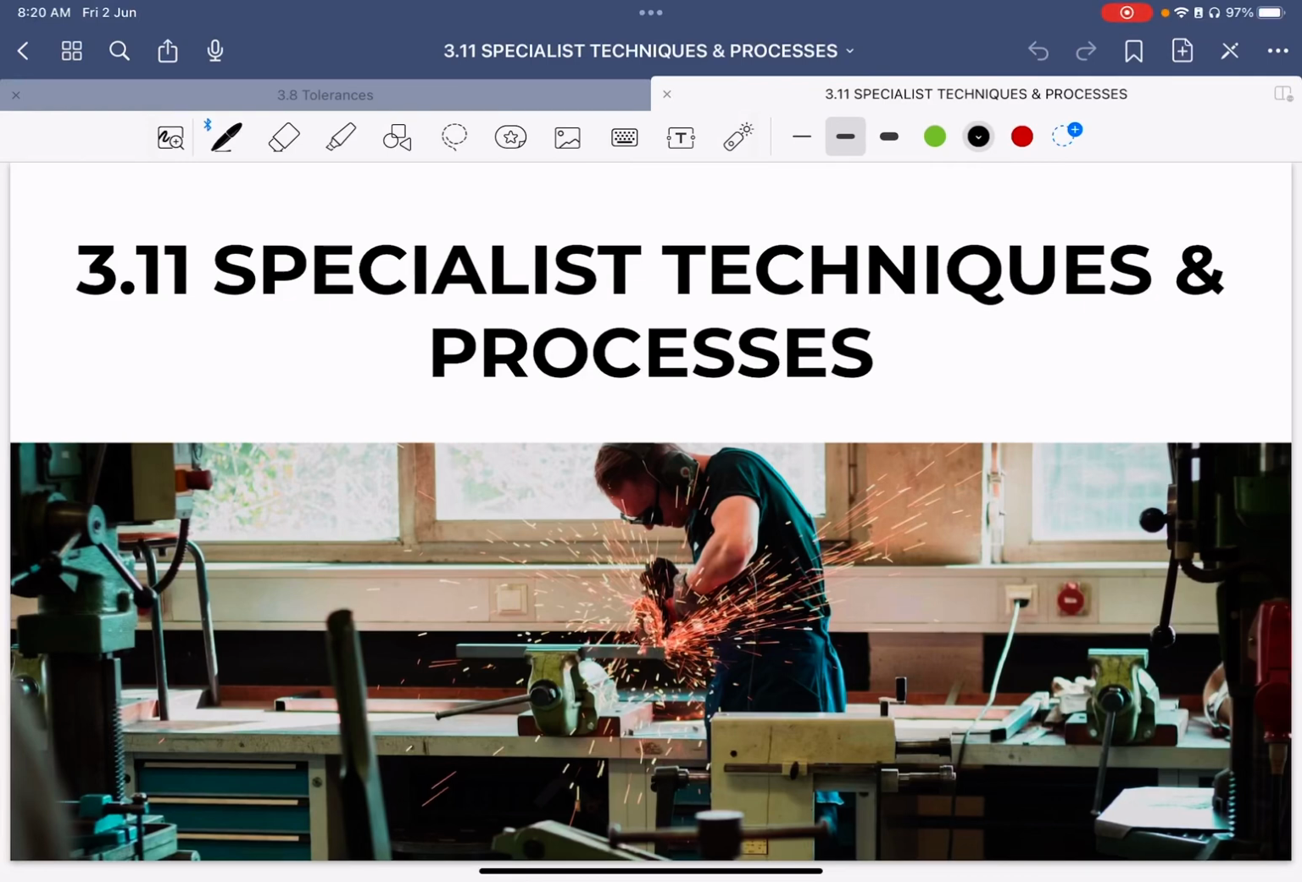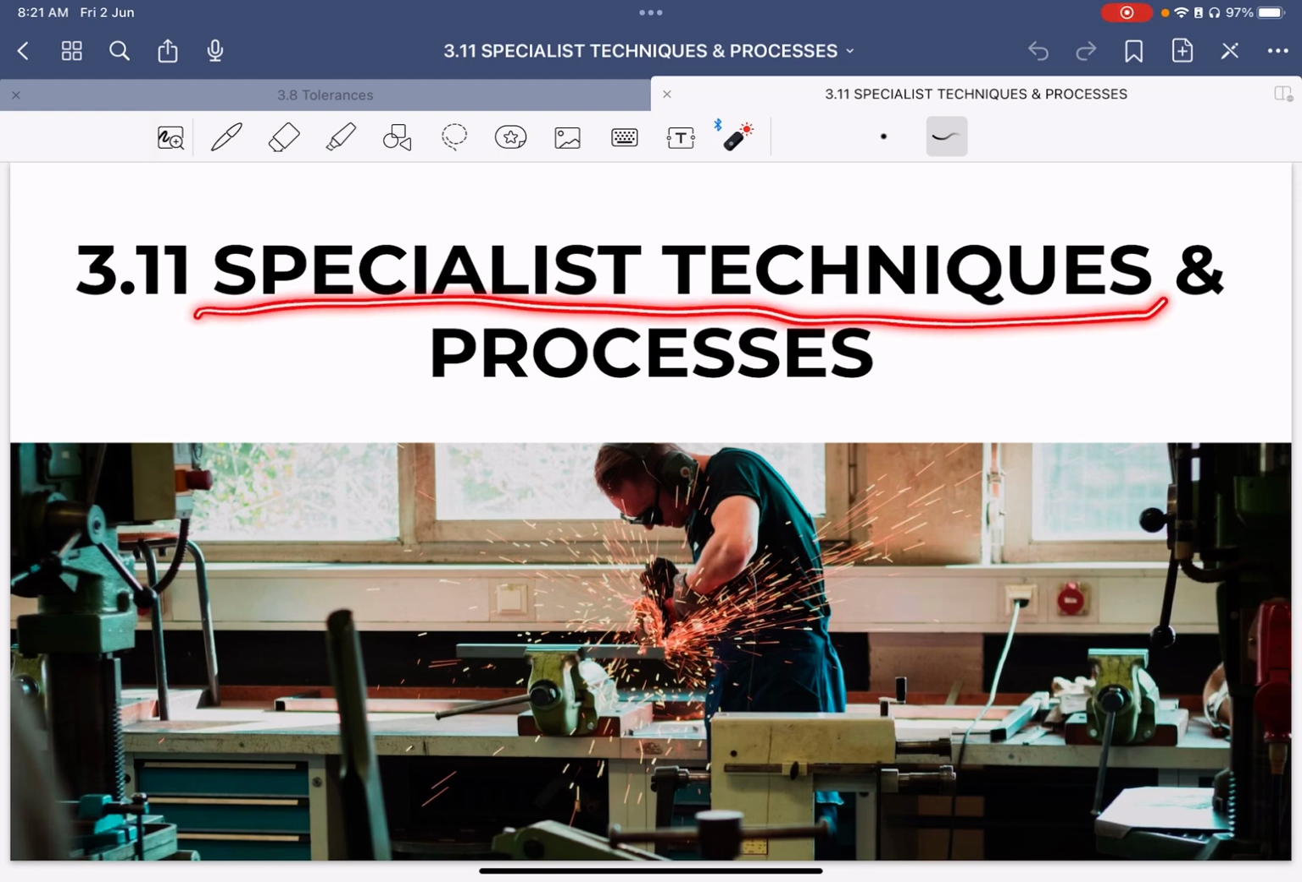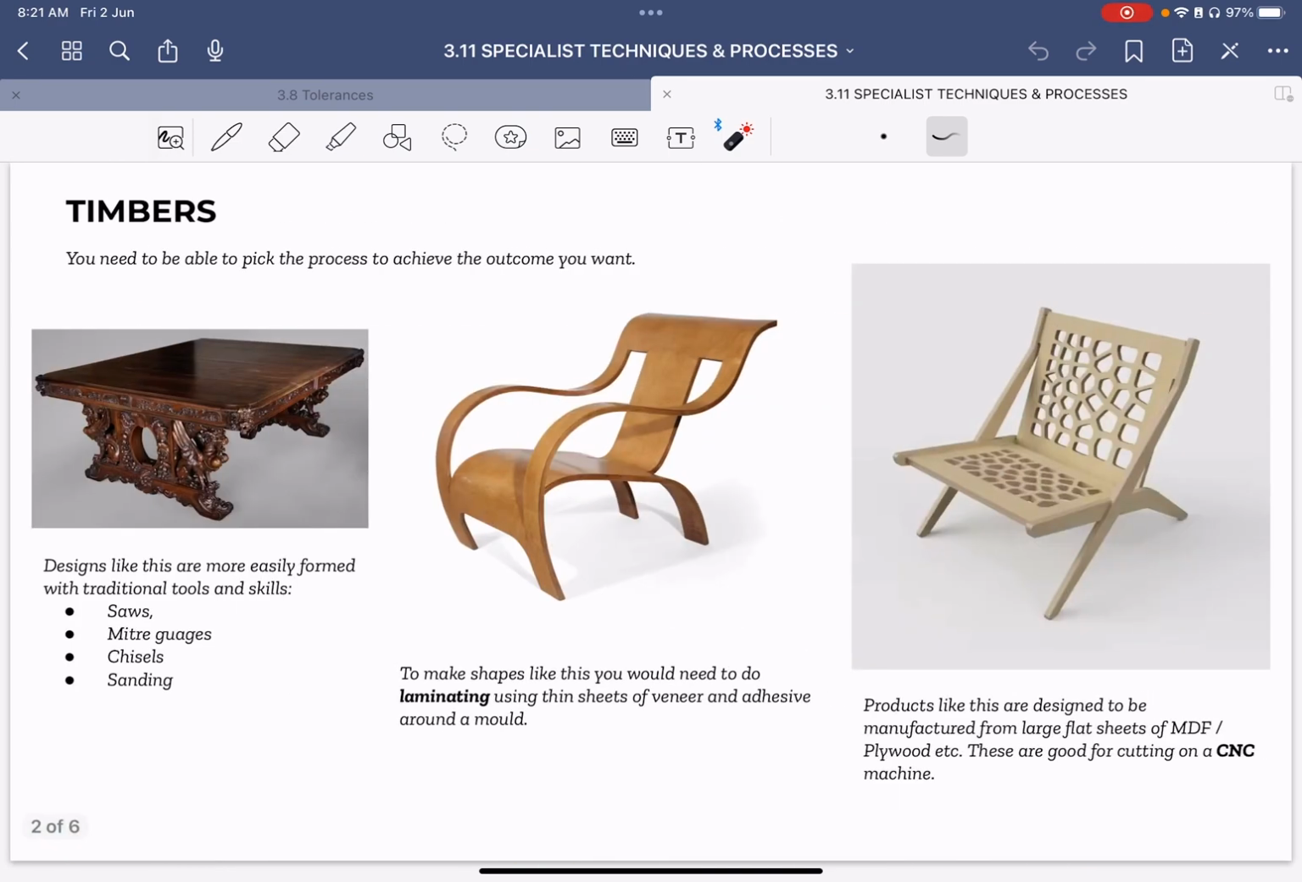Guys, we're going to go through 3.11 specialist techniques and processes. The thing I find annoying with this specification is that there's a lot of stuff already covered. Topic 3 is kind of just a mishmash of things that have already been covered in topics 1 and 2 and your NEA. So it's kind of just pulling all that together. So that's why, I mean, this sounds like it's from topic 2. So let's just get into it.